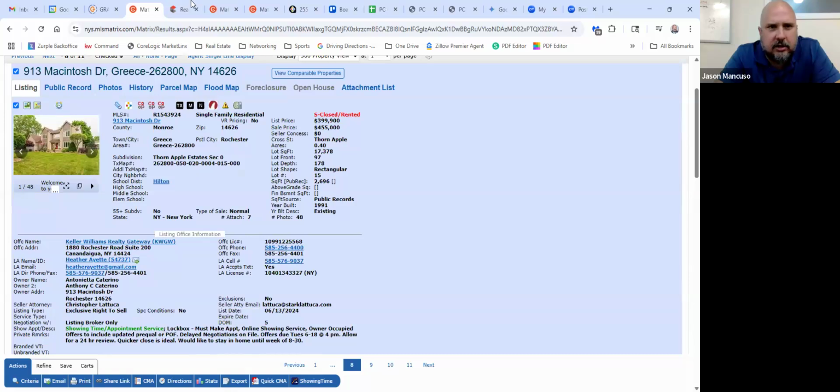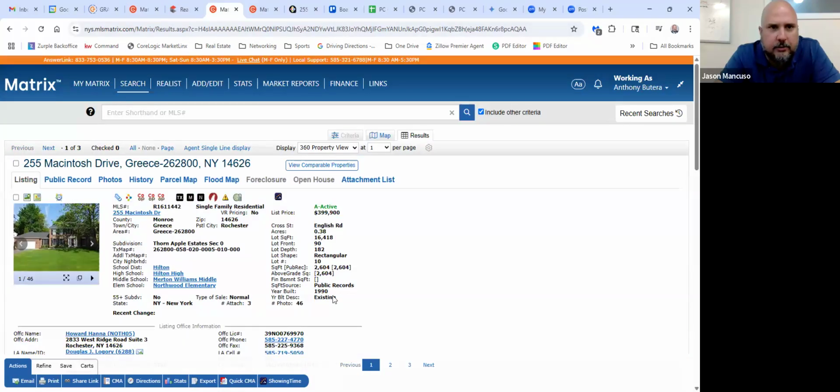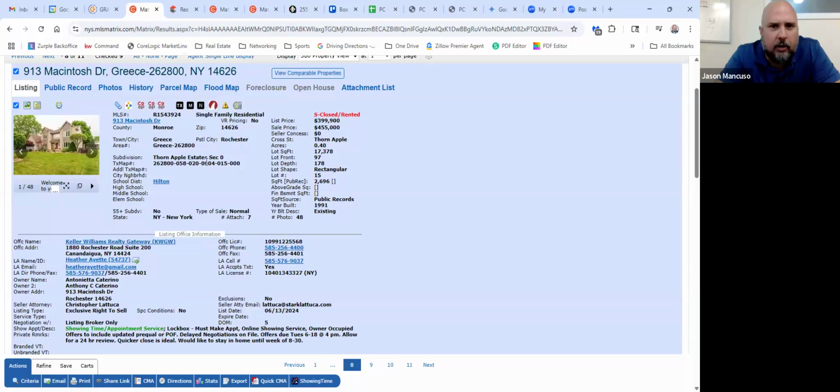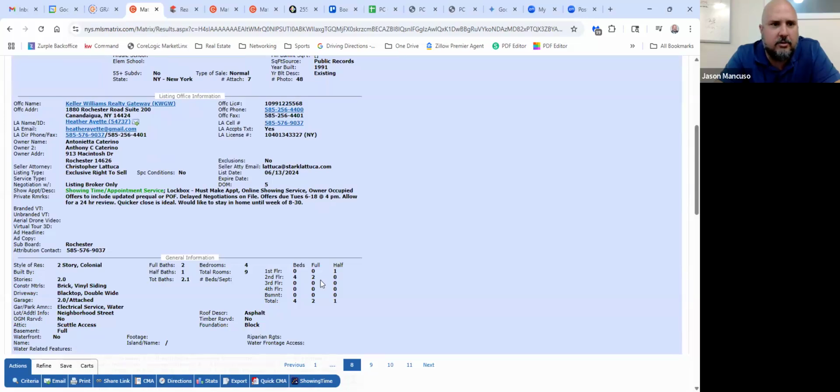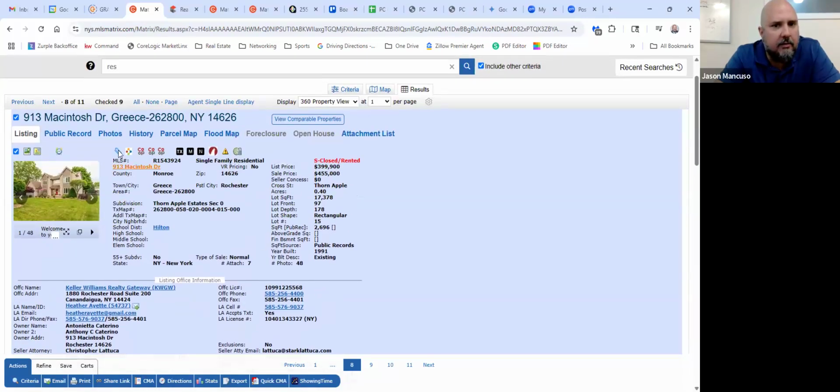McIntosh Drive, same street, right? Yep. Built in 91, 2,600. Wow, that's 2,604. I'm really liking this one. Same street, a year older, similar size. This has 4 bedrooms. That's okay, I'll note that. I'm definitely keeping this one. We see it listed at 399, sold at 455.